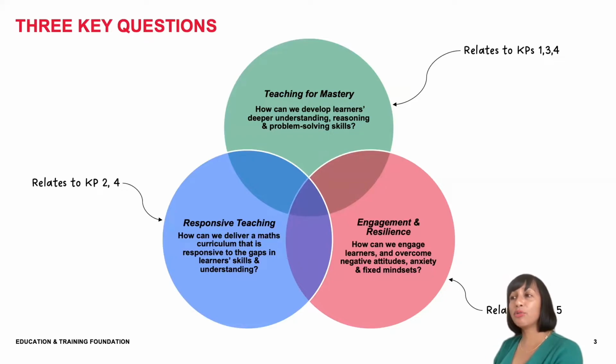It's the question in the green circle, which is the keenest focus for this intervention. But as you will hear in the video, the blue circle of responsiveness and the red circle of engagement and resilience are also a key part to this approach.